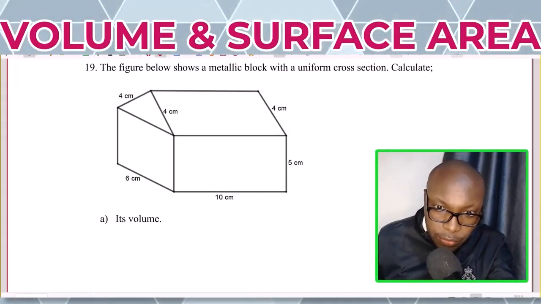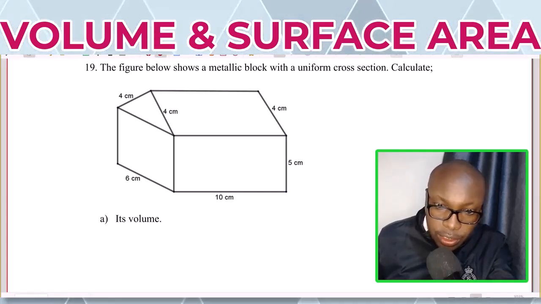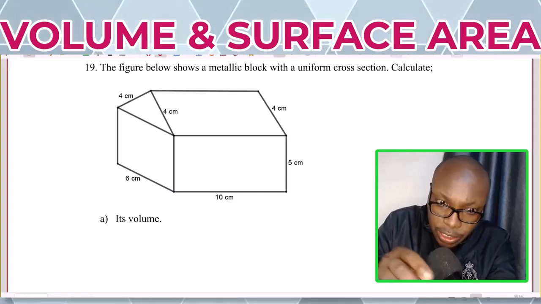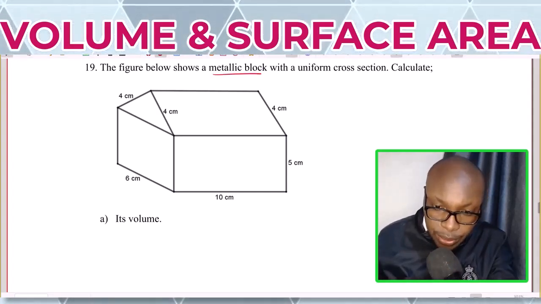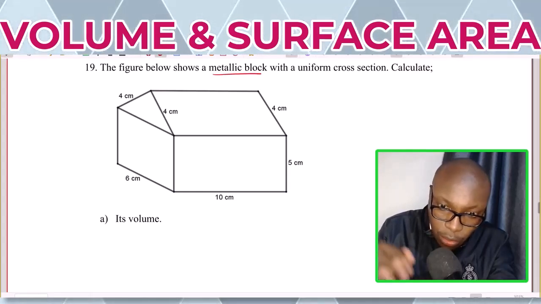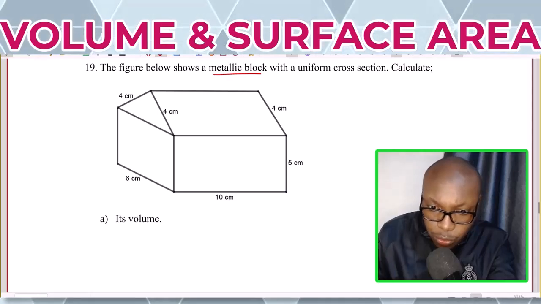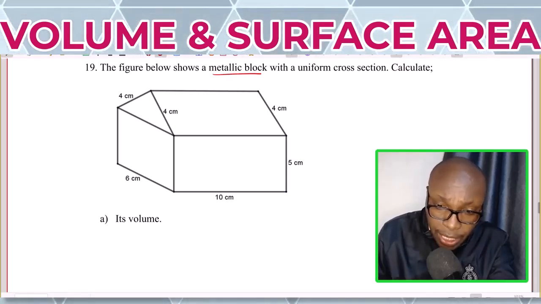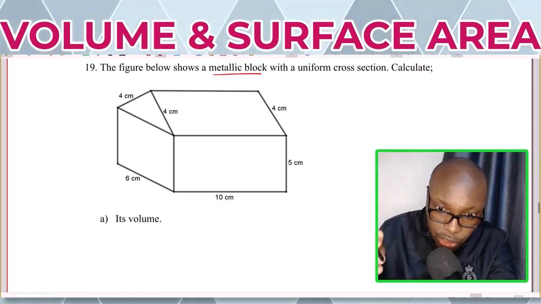Question number 19. The figure below shows a metallic block with a uniform cross-section. Calculate its volume. When you look at this metallic block, it is made up of two shapes. There is the rectangular part, and then there is the top part, which is in the shape of a wedge. So we're going to get the volume of the rectangular part, and then we add the volume of the upper part, which is a wedge.